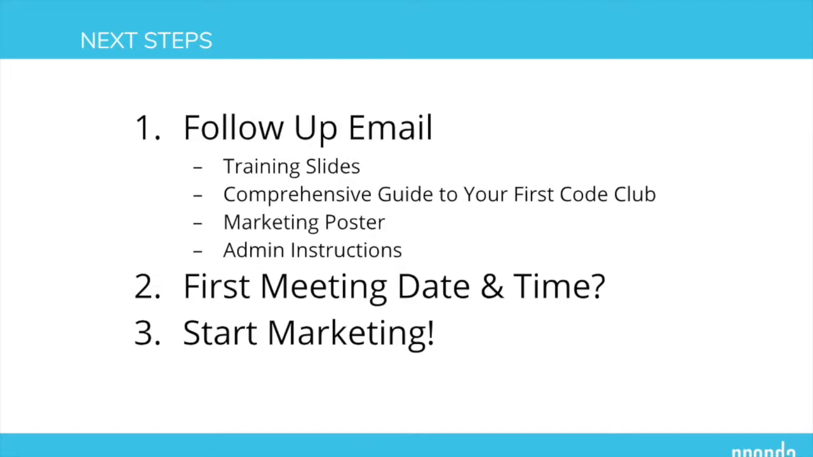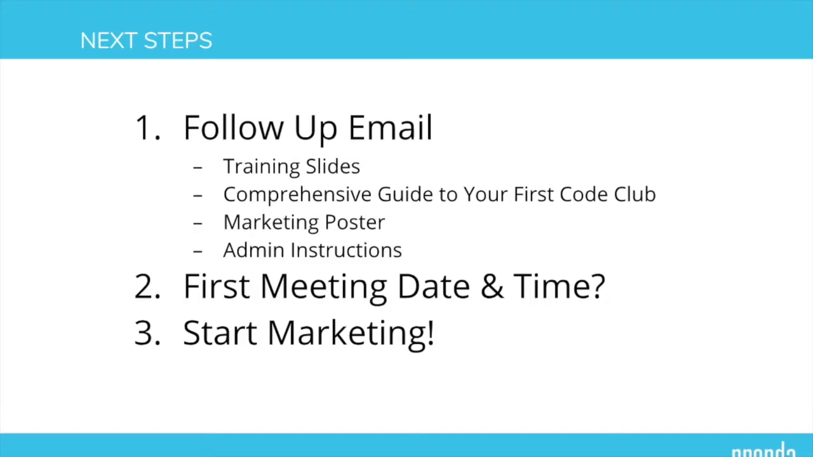Next steps. I'll send you that email. It's got a link to these training slides. It's got this PDF called The Comprehensive Guide to Your First Code Club. Download that, read it. It's bullet points. It summarizes all of this, and it makes everything so easy. And then a marketing poster is in that email as well. And then there's instructions for setting up your administrator account for the first time. So follow those instructions. That's how you reset passwords, and that also gets you ready to get your weekly attendance emails.